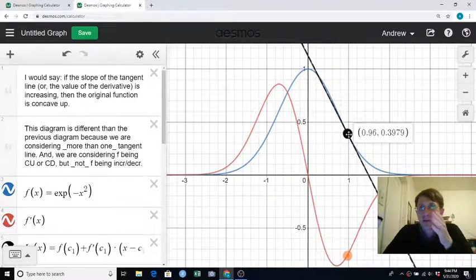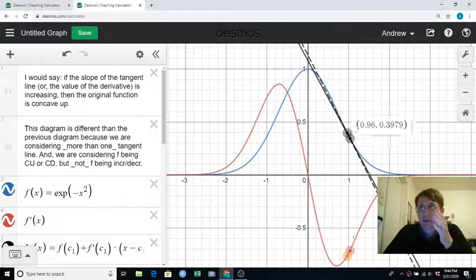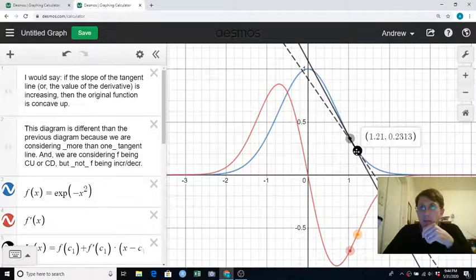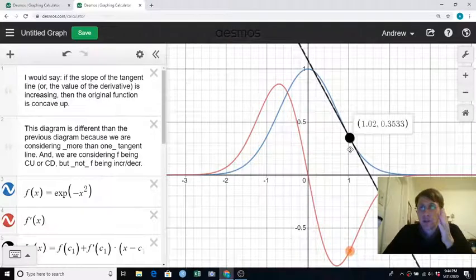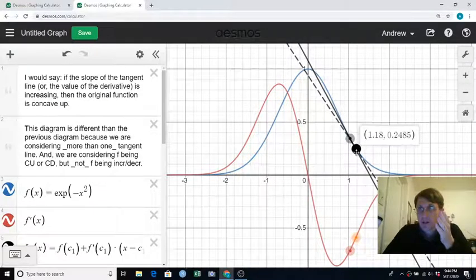the slope of the derivative, let's move this one. Here the slope of the derivative is negative, fairly strong, and as we move farther to the right, the slope gets less strong, less negative, so the slope is increasing, even though it's negative, and we are on a concave up part of the curve, even though the derivative is currently negative.